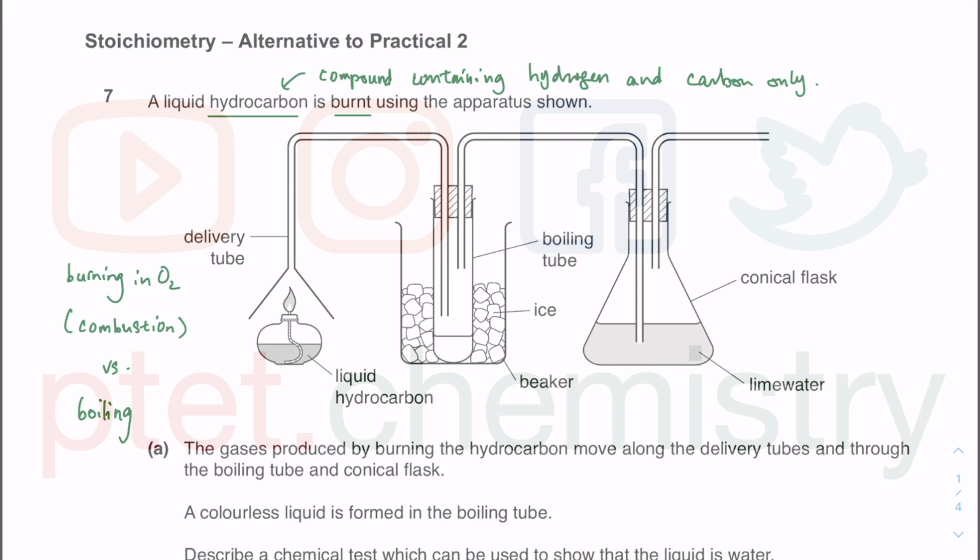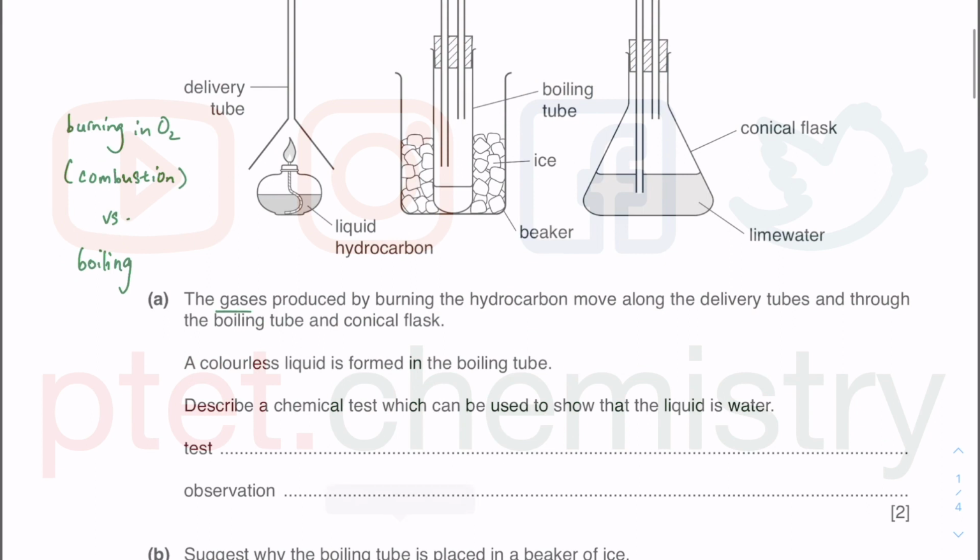If you heat it at the bottom here, then you'll be boiling the hydrocarbon, but here you're burning the hydrocarbon, you're reacting the hydrocarbon. That means what comes out is not the hydrocarbon, but the carbon dioxide and the H2O product. So one of the biggest hints given in this question is the gases produced. It's more than one gas. It's actually CO2 and H2O gases.